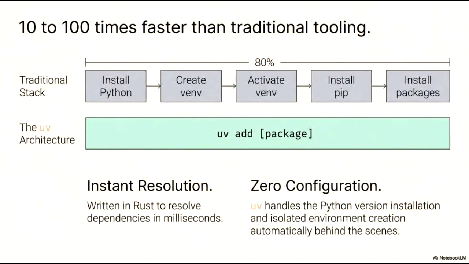This performance is built on two core pillars. The first is instant resolution. Written in Rust, UV resolves complex dependency trees in mere milliseconds. The second is zero configuration. UV handles Python versioning and isolated environment creation automatically behind the scenes. By automating these manual tasks, UV provides a streamlined and frictionless development experience.